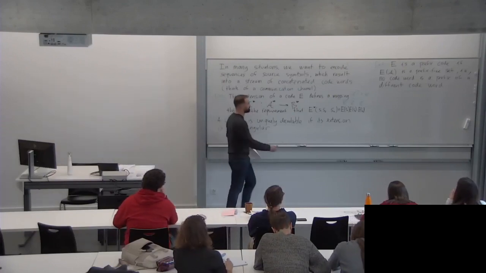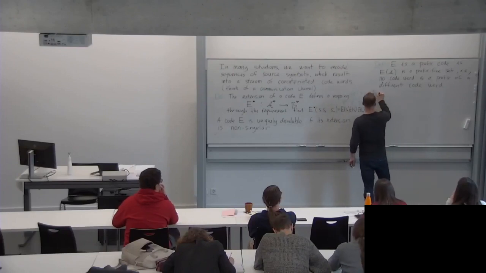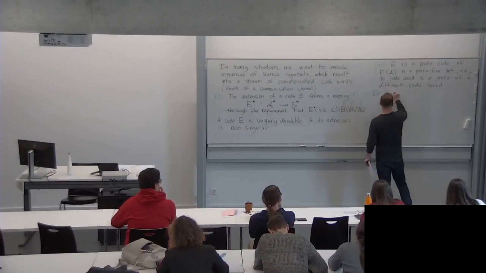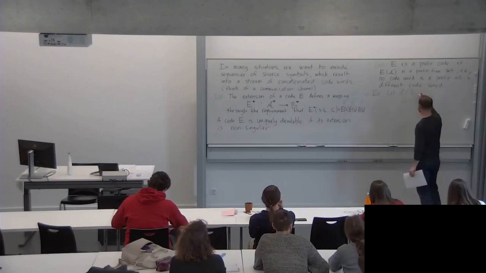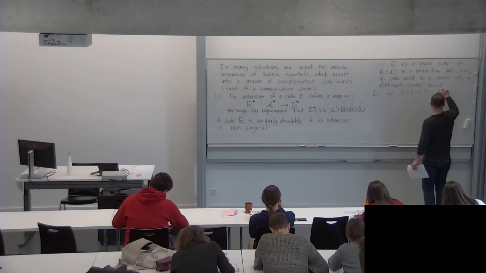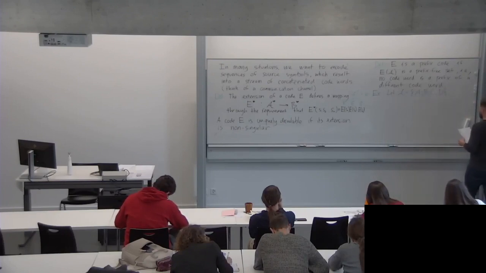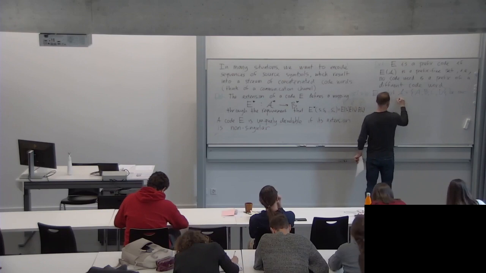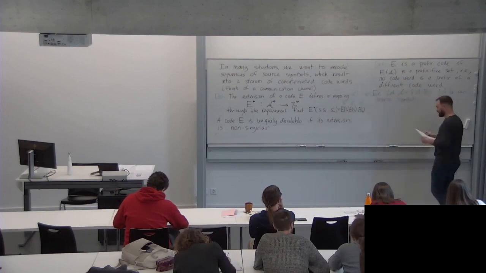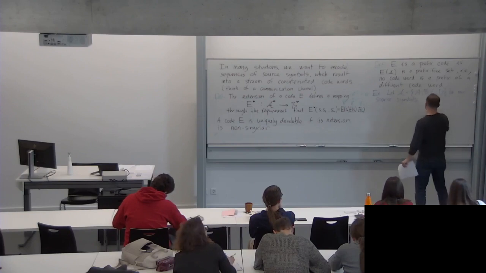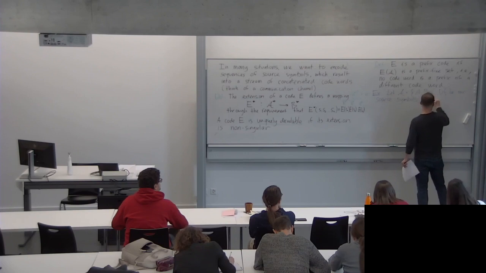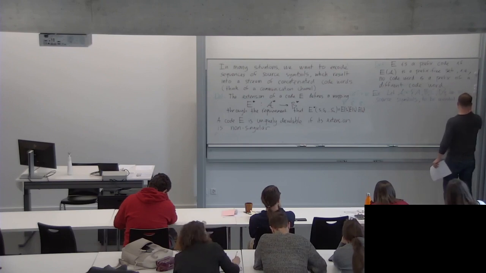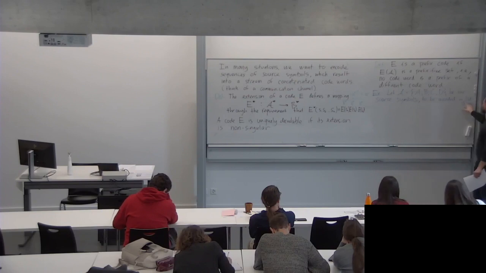Example. Consider an alphabet of 4 symbols, capital A, capital B, capital C, capital D. These are our source symbols, to be encoded in bit strings.